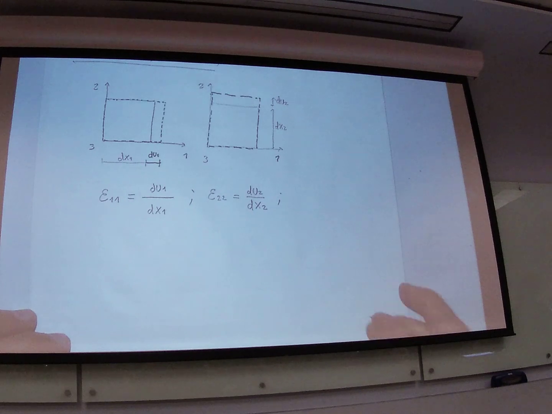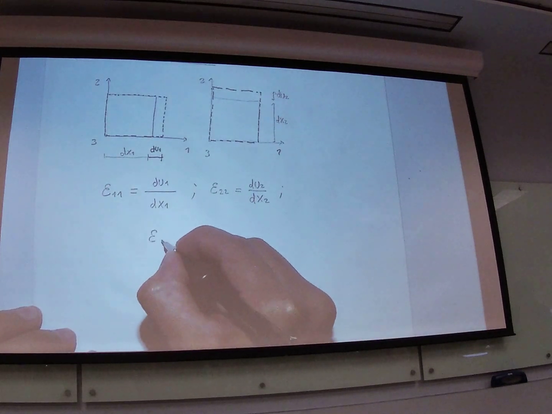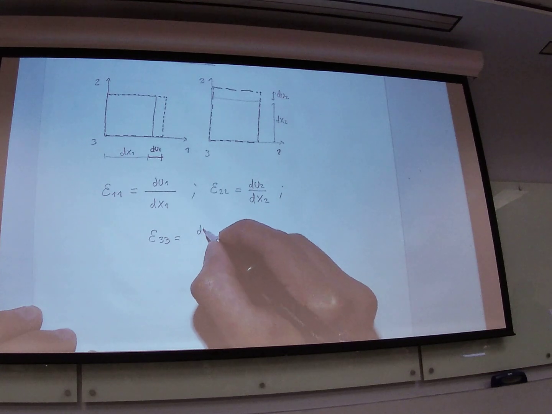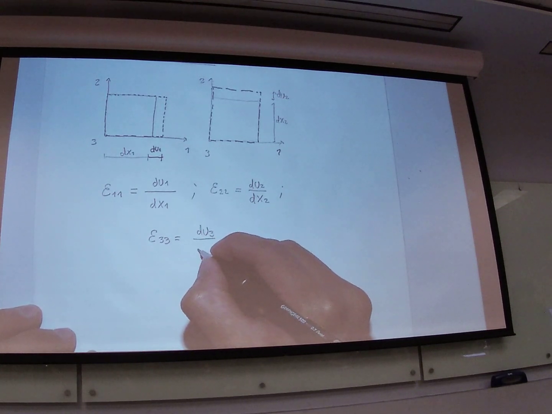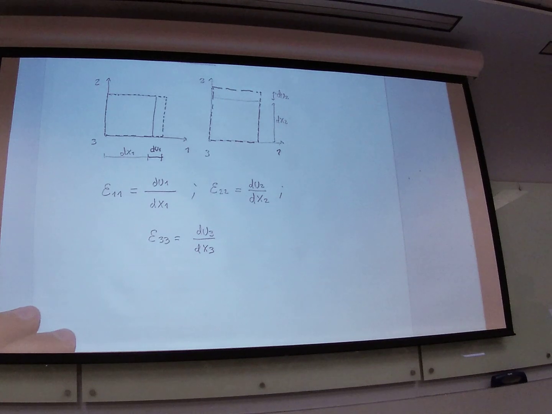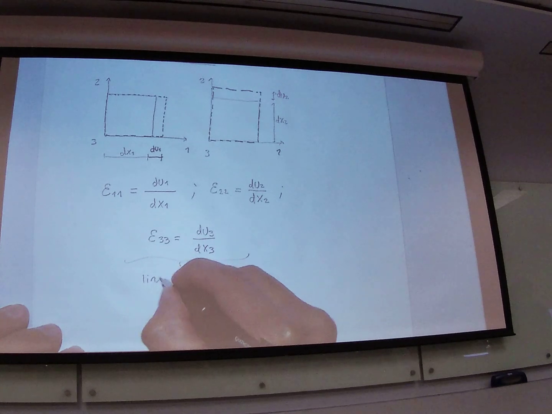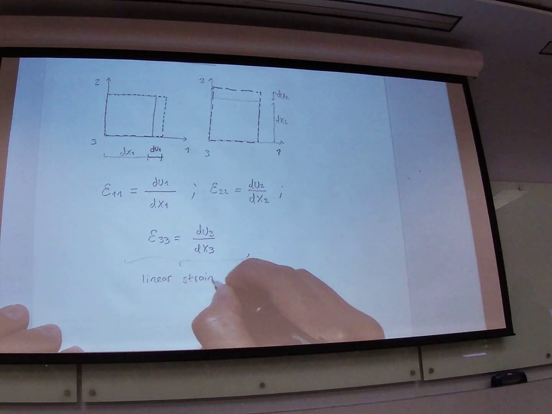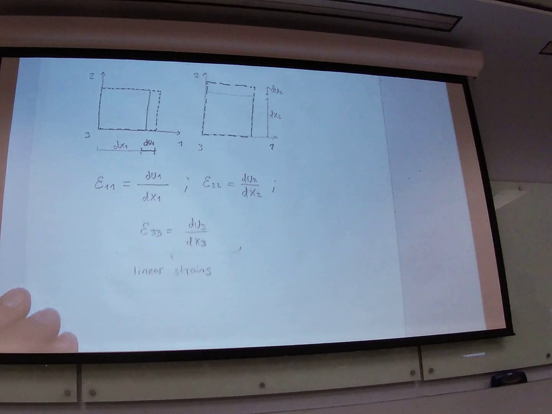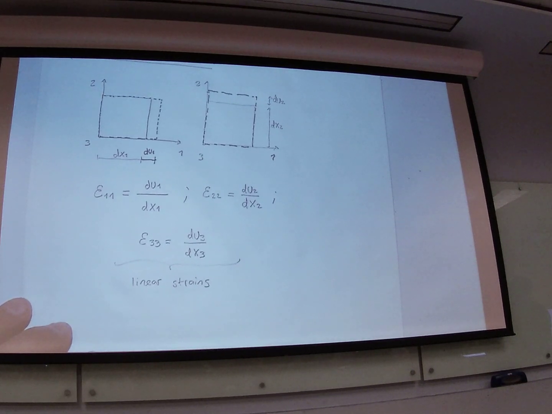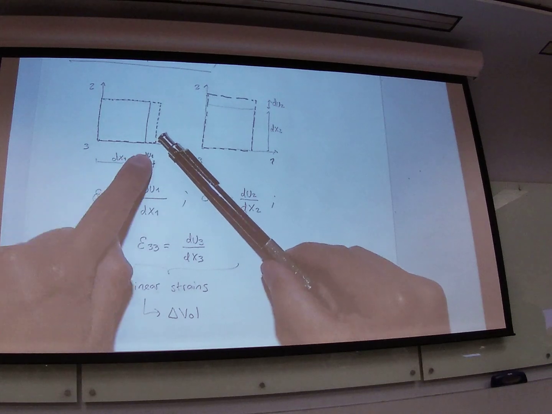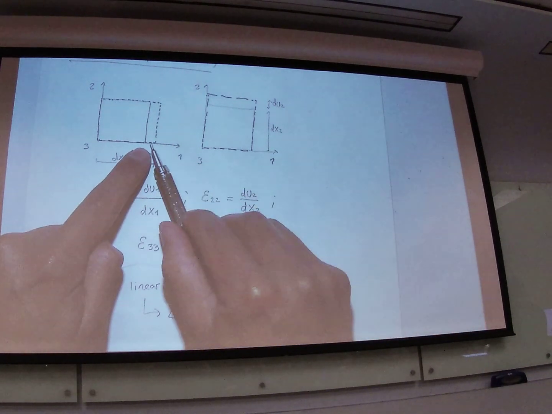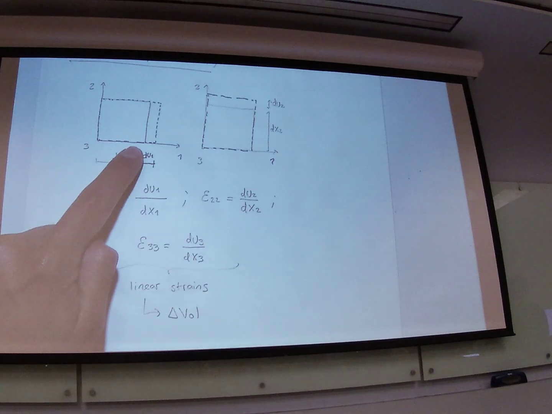And similarly, if we do this in the third direction, we could get epsilon 3,3, which is going to be the change of length in direction 3 divided by the original length in direction 3. All of these are called linear strains. And something very important about linear strains is that they do produce a change of volume. You see that the volume after deformation is bigger than the volume before deformation. So the volume change is not the same as before.